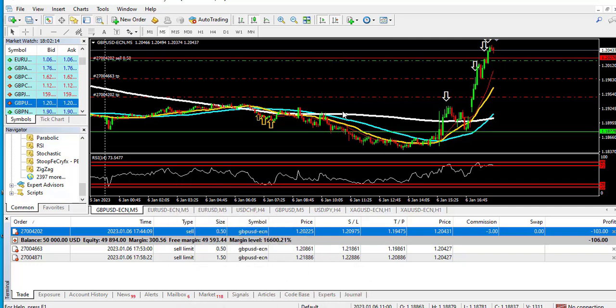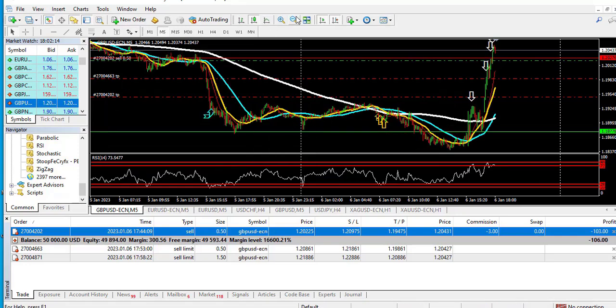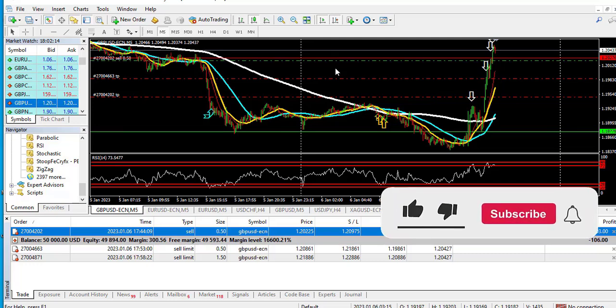So guys, this is it. I will update you on the next trade, how it turns out. If the result closes in profit or in loss, I will update you in the next video.